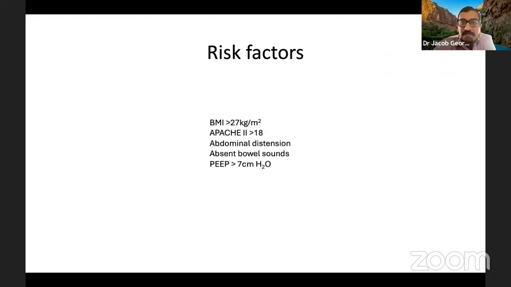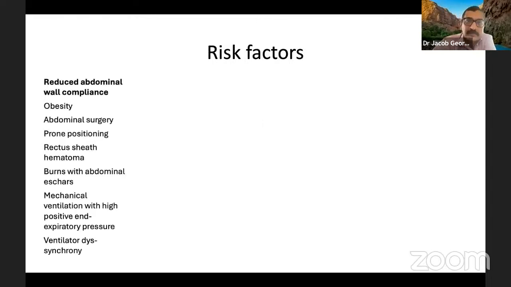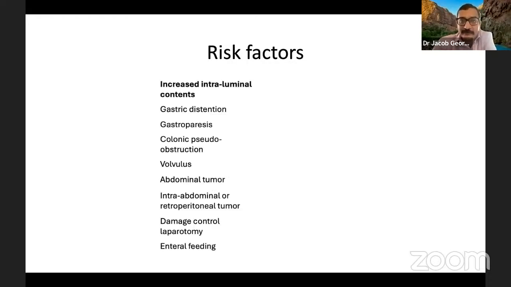The risk factors, as I told you, we all know are specifically associated with an increased risk. But from the exam point of view, we can classify them. First, risk factors that are associated with reduced abdominal wall compliance. Examples: obesity, postoperative patients, prone patients, muscle hematoma, burns with a scar, a tight binding across the abdomen, high PEEP, or when the patient is fighting the ventilator.